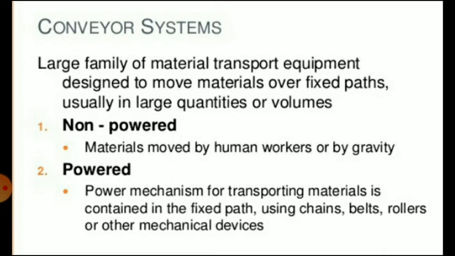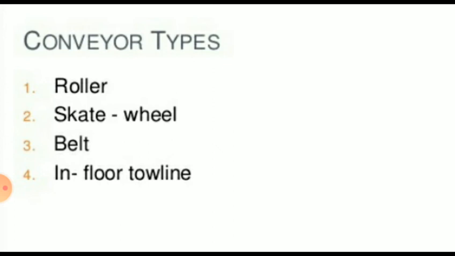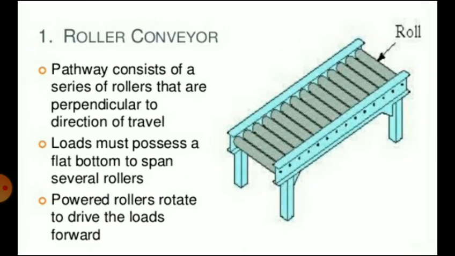So non-powered means material is moved by human workers or by gravity, and powered means the power mechanism for transporting materials is contained in a fixed path using chains, belts, rollers, and other mechanical devices. The types of conveyors: first is roller conveyor, then skate wheel conveyor, then the belt conveyor, and in-floor towline conveyor. So roller conveyor.